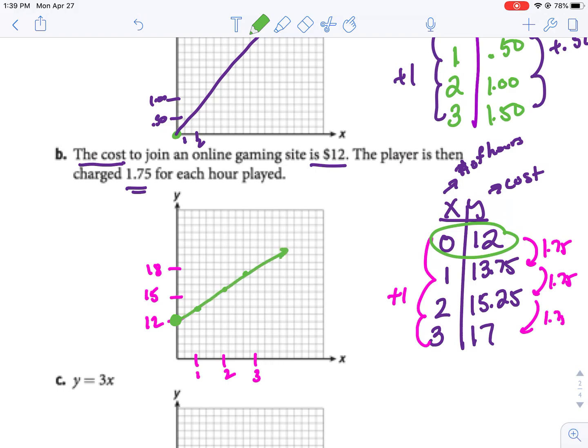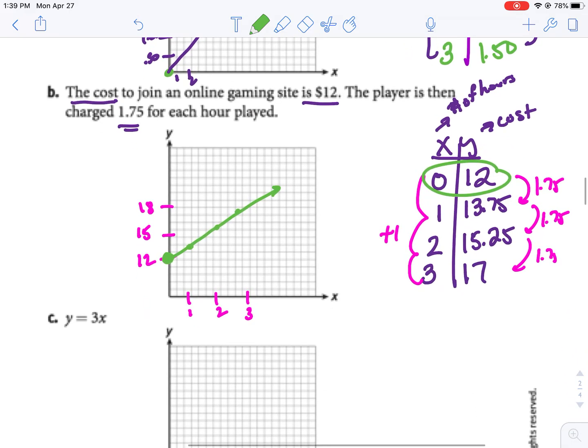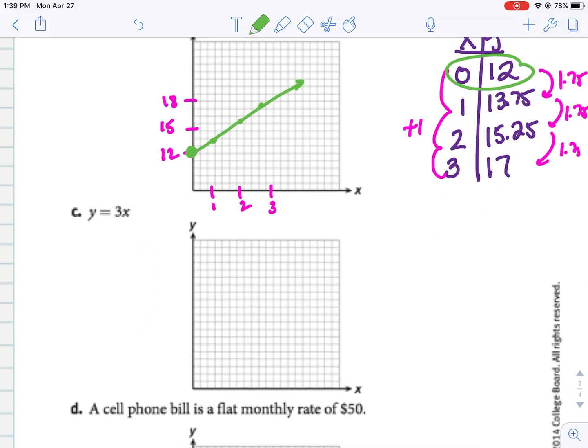So again, because it has a constant rate of change, that graph is linear. All right, so the next one gives us an equation. And remember, it has to be in the form y equals rate of change times x plus the initial value. So there's no initial value here, so that's got to be a 0.